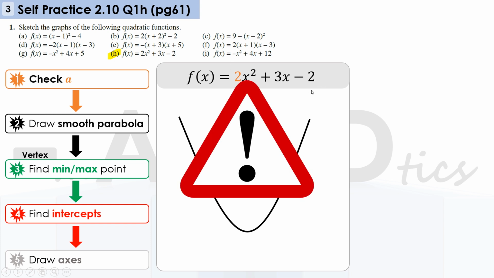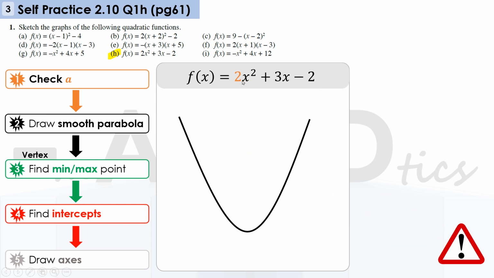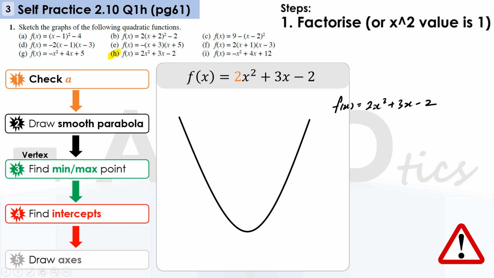So we need to use the completing the square method again to help us change this general form to the vertex form. Okay, so again the step 1 of completing the square is to make sure the value of x squared is 1. So here we need to factorize 2 out, but we also need to factorize the value 2 with the values that have x. So both of these values we need to factorize 2 out. So here the x value is 3 over 2, and then the x squared here is 1. Alright, so this is our first step.